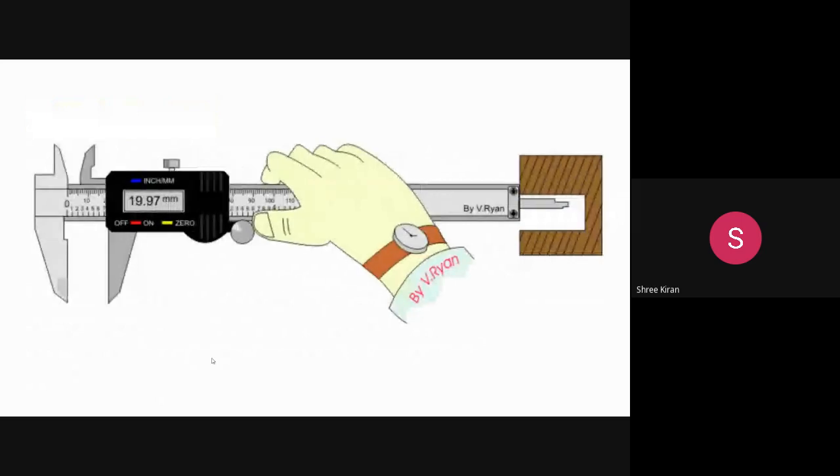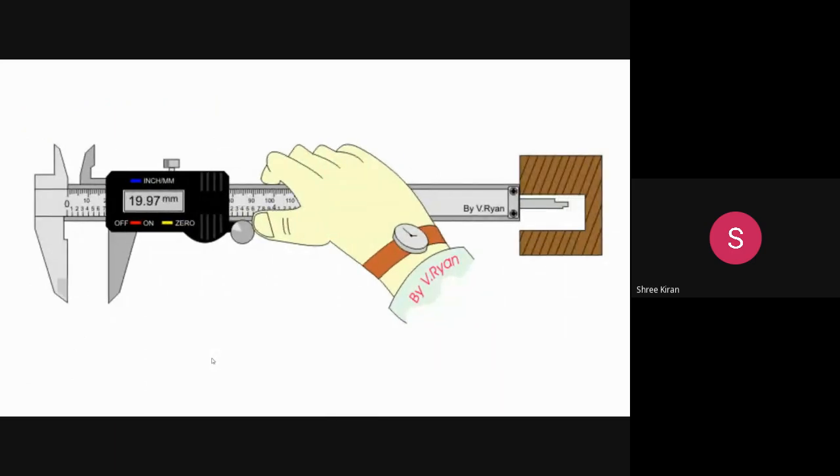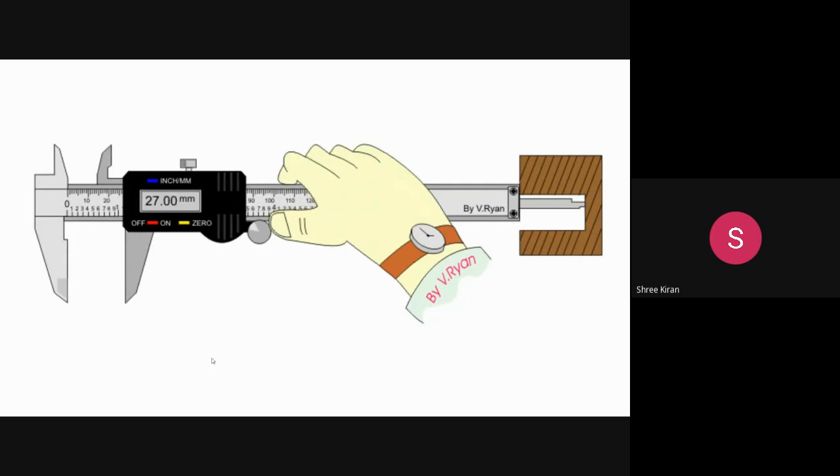So you see, this is a vernier scale where we can see the instrument measurements. The lower scale is used for measuring the outer dimension, and the upper scale is used for measuring the inner diameter. That's what happens in the case of a vernier caliper.